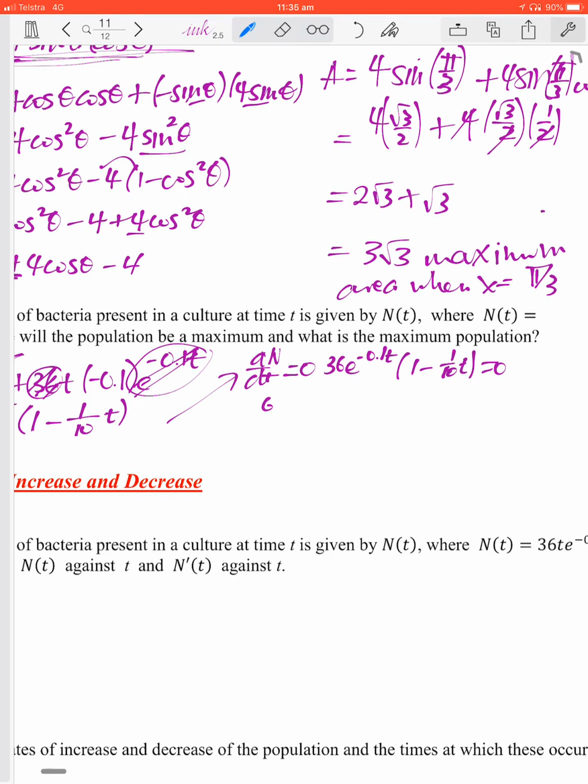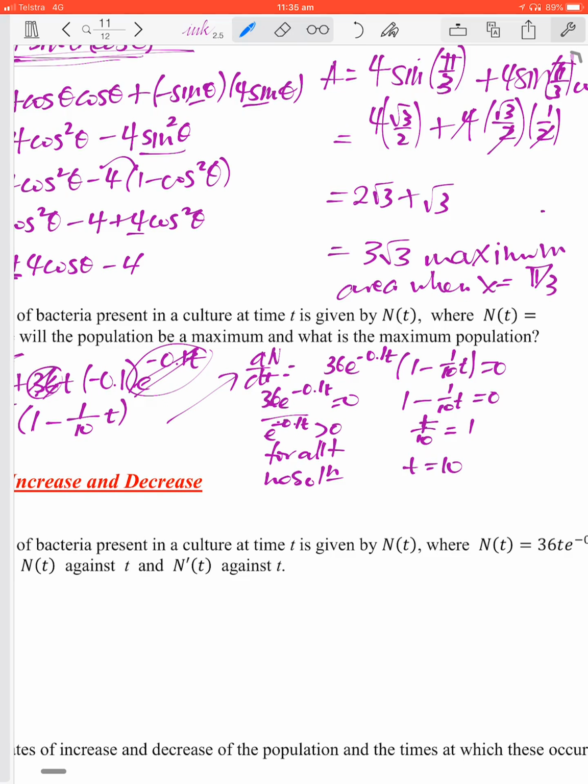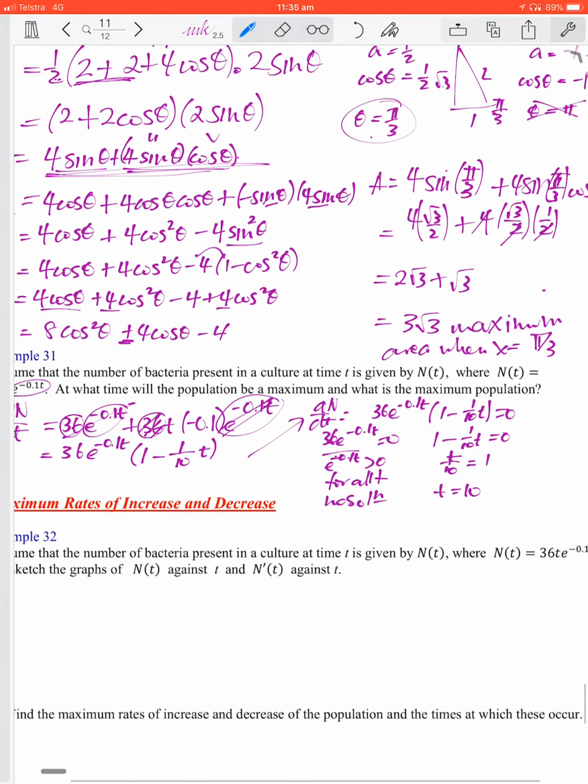So either 36 e to the negative 0.1t equals 0, or 1 minus 1 on 10 t equals 0. That can't be 0, because e to the negative 0.1t is greater than 0 for all t, so there's no solution. This one here, if I bring my 1 on 10 t to the other side, t on 10 equals 1, so t equals 10. So that's when the maximum population occurs.